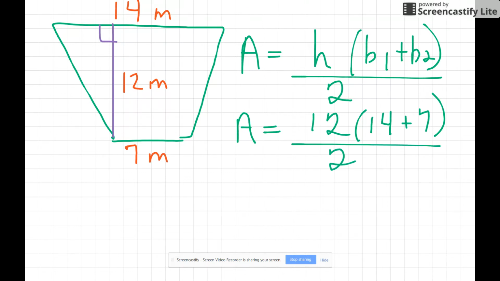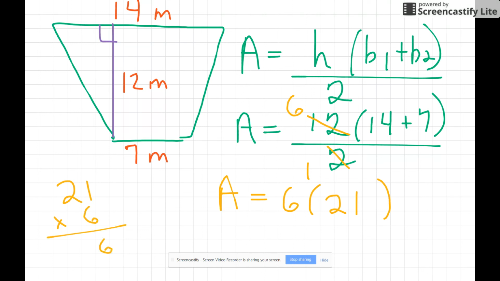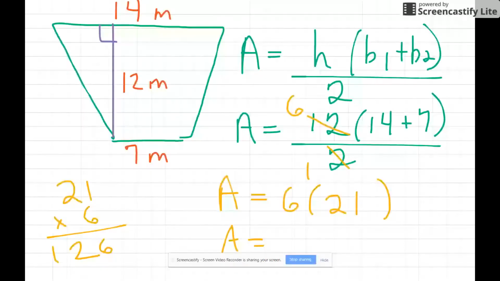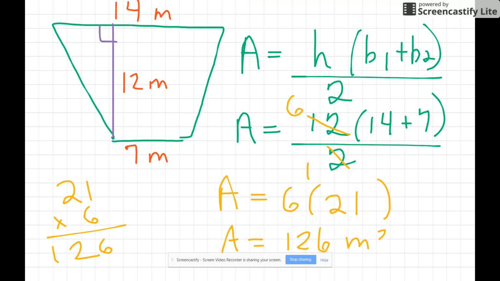But wait, are you thinking what I'm thinking? You can take a factor of 2 out of the denominator and a factor of 2 out of the height, because these are both factors. 2 goes into 12 6 times. Now you cannot take 2 out of what's in parentheses because those are still addends. So remember, you can now combine what's in parentheses and multiply 6 times 21, and you will get 126 meters squared as your area.